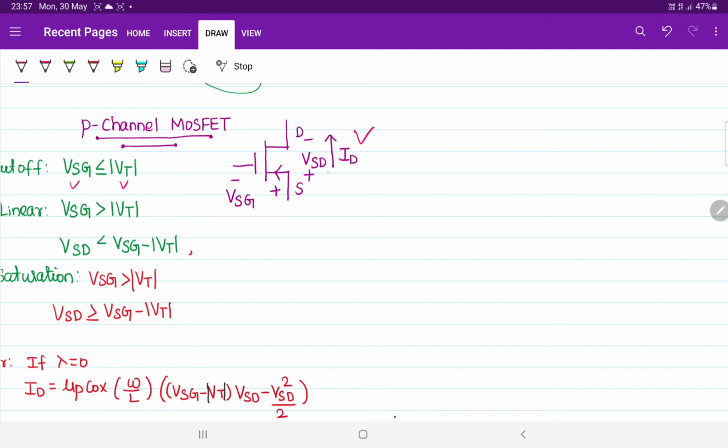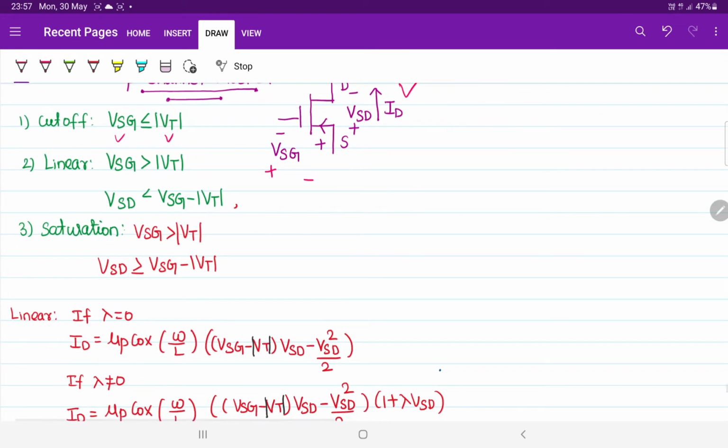In an N channel MOSFET, current usually goes from drain to source, but in a P channel MOSFET, current goes from source to drain. The next thing is voltage. In N channel MOSFET we measure the voltage as plus-minus VGS, but here it is VSG. We are going from source to gate, so the polarity gets reversed.